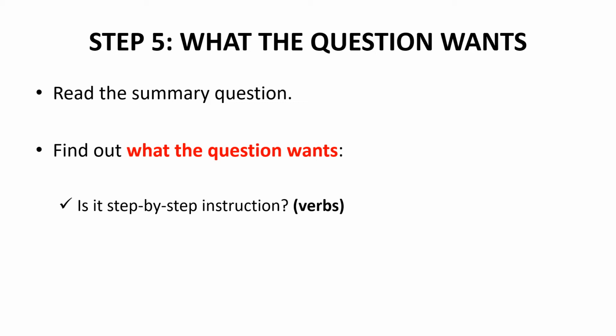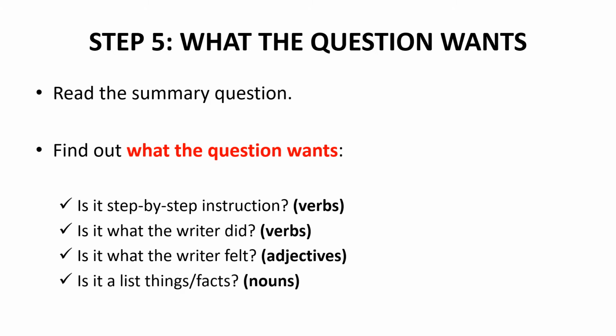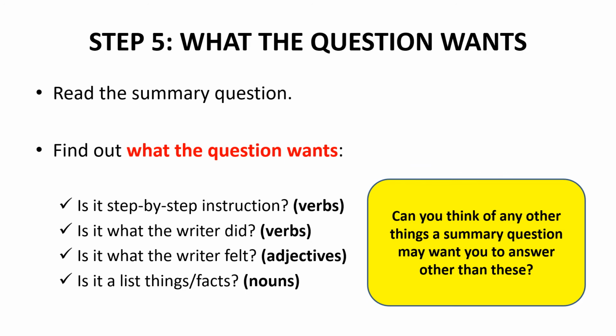If it's asking you for step-by-step instructions, you need to look for verbs. Is it what the writer did? What the writer did is also verbs. Is it what the writer felt? Perasaan, apa yang dia rasa. Then it must be adjectives. Or is it a list of things or facts? Then it must be nouns. Can you think of any other things a summary question may want you to answer other than this? Of course, there are more. The more questions you attempt, you will see that there are other questions as well.